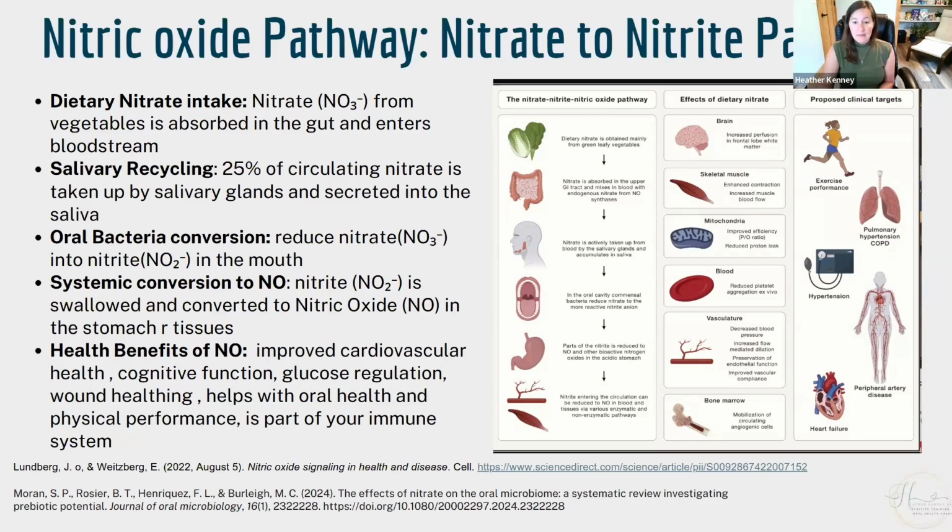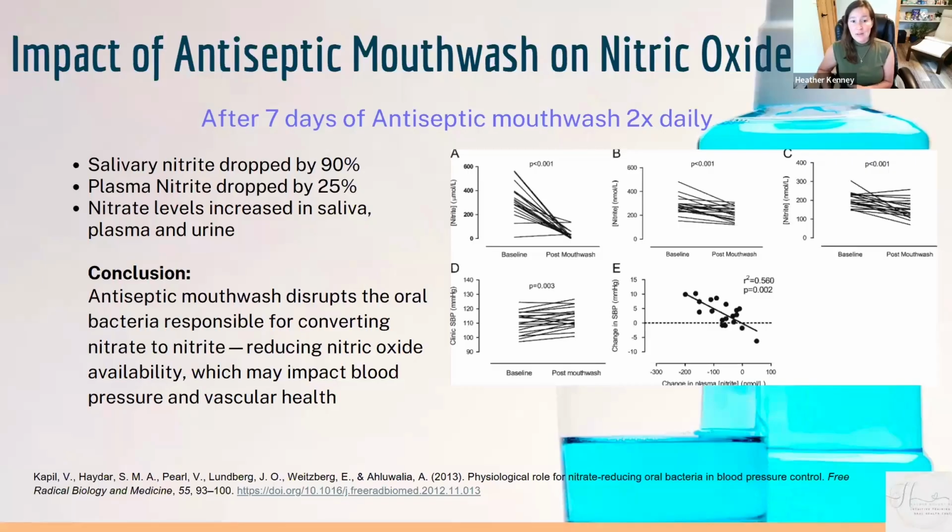Of course, it's really important to understand that there is an impact with antiseptic rinses. So this 7-day study showed use of antimicrobial rinses, antiseptic rinse, for 7 days decreased the nitric oxide levels in the patient significantly. And that ended up leading to blood pressure and vascular health problems. So we don't want to overuse antimicrobial rinses. And if we don't have those good bacteria in the mouth, it could lead to high blood pressure problems with our patients. So that's a really important component to understand as well.